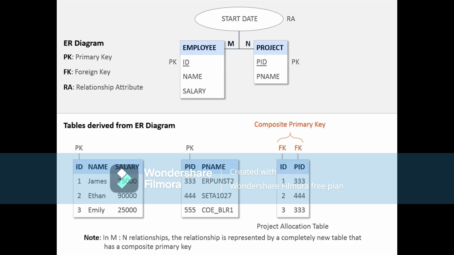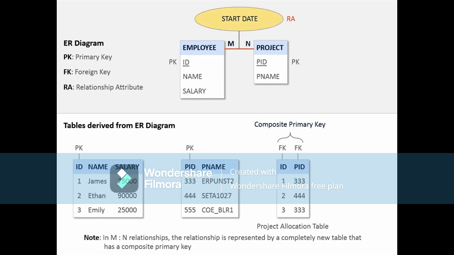The composite primary key will have two foreign keys, each linking to its corresponding parent entity table. Here, employee ID in the project allocation table will be the foreign key and it will be linked to the employee ID primary key of the employee table. Similarly, project ID in project allocation table will be the foreign key and it will be linked to the project ID primary key of the project table.